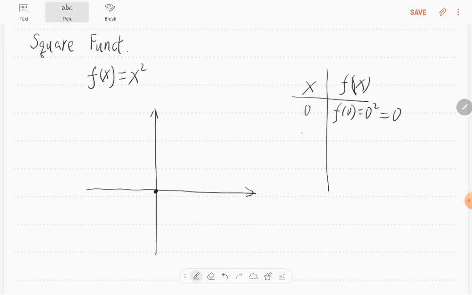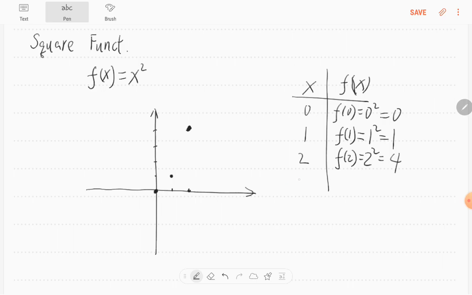F of 1, which is equal to 1 squared, so it's equal to 1. So when x equals 1, y equals 1. So it's here. When x equals 2, f of 2 would be 2 squared, which is 4. So when x equals 2, 1, 2, 3, 4. 4 is here. So this is the point on the graph.